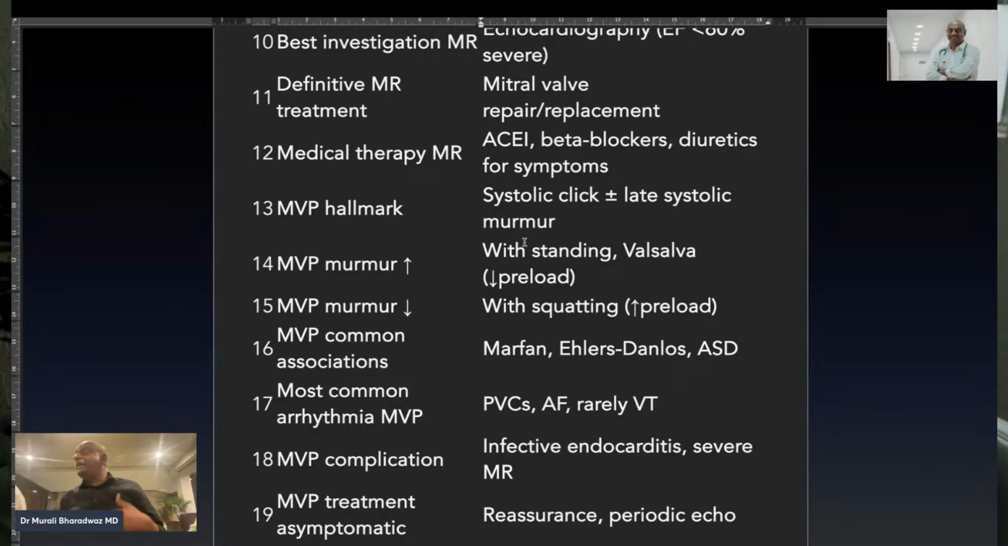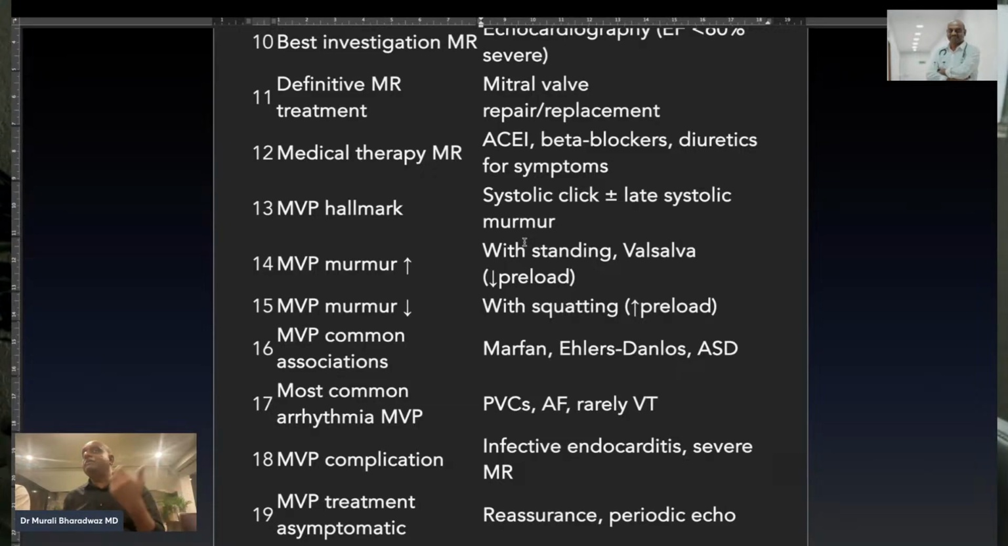If the person is standing, what will happen? There's a decreased venous return, and a decreased venous return will cause a smaller size of the ventricle, which leads to more prolapse. Okay.